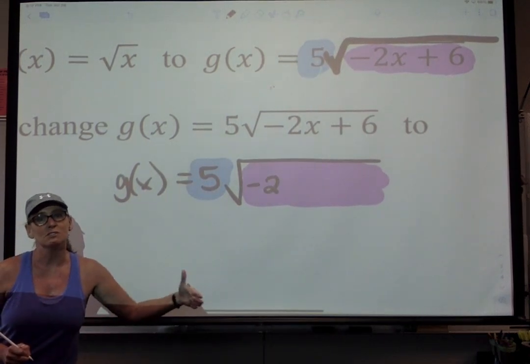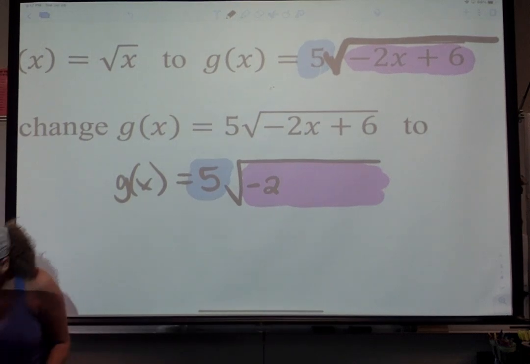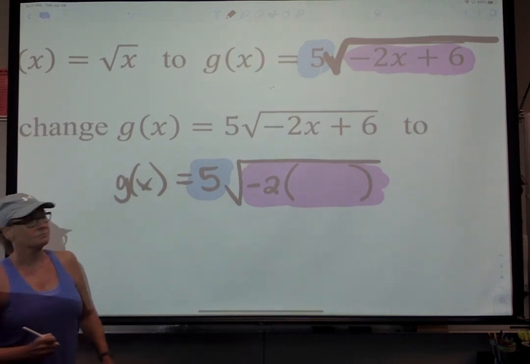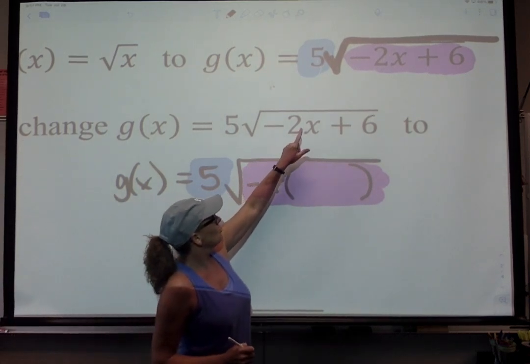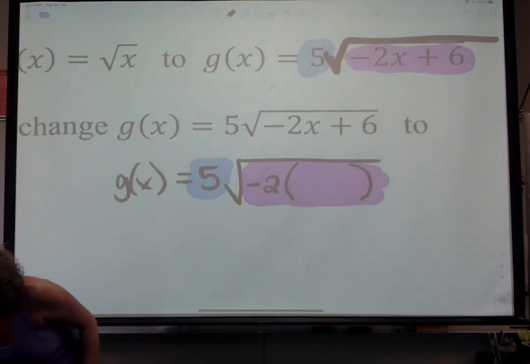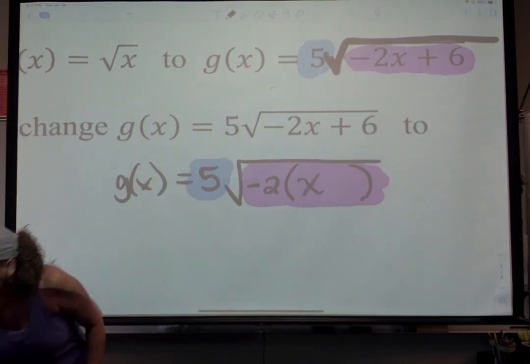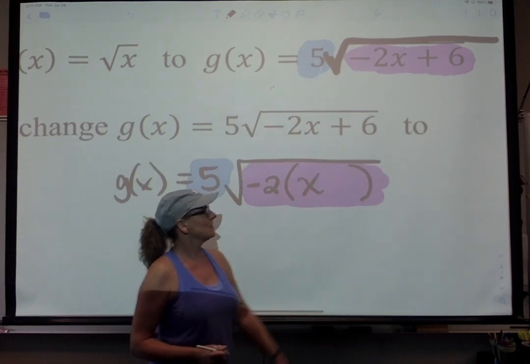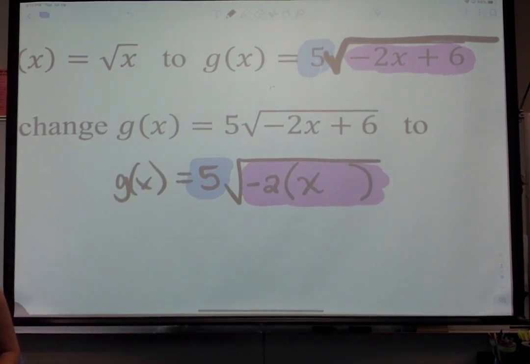Just make your own set of parentheses. So pull the -2 off of the x. Here's what's left. Divide out a -2 from +6. That's what you get.